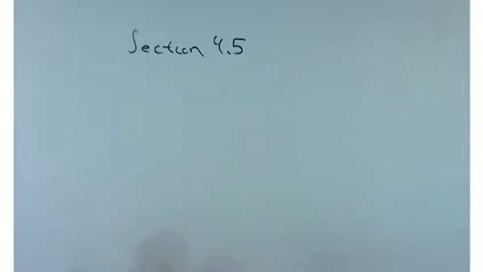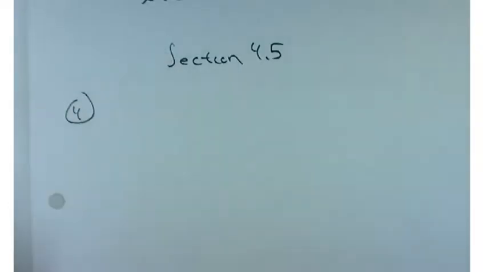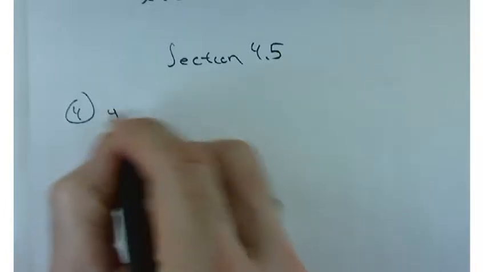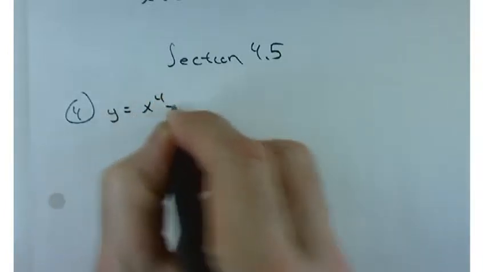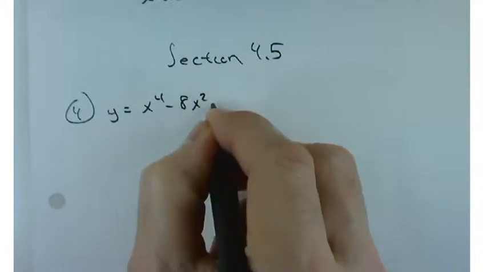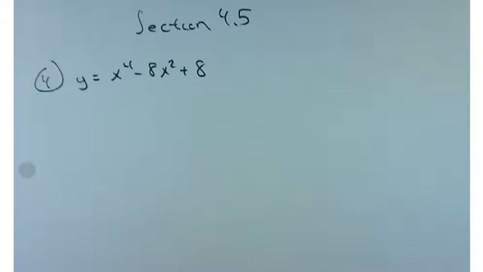So everyone's got the handout, right? Okay. Problem number 4, y equals x to the 4th minus 8x squared plus 8. Y'all got the handout, but I can't find mine at the moment. You got an extra one? Thank you, sir.